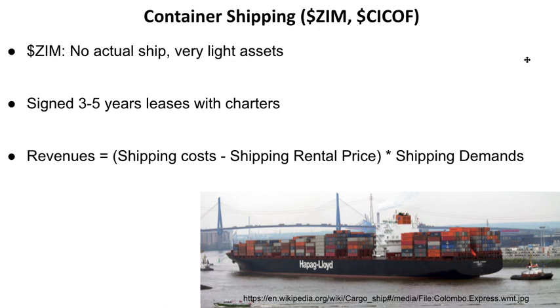Because the shipping cargo freight rate continues to go up, and their shipping rental cost is relatively low because they secured the contract 3 to 5 years ago, that's why they're printing a lot of money. So basically, the revenue business model is the shipping costs minus the rental price, which we mentioned in the previous slides, multiplied by the shipping demands. And we mentioned the demand is really high right now, and the rental price is higher, but the shipping costs actually increase even faster than the rental rate. So that's why companies like ZIM are making so much money, and their stock prices go up like crazy, right?